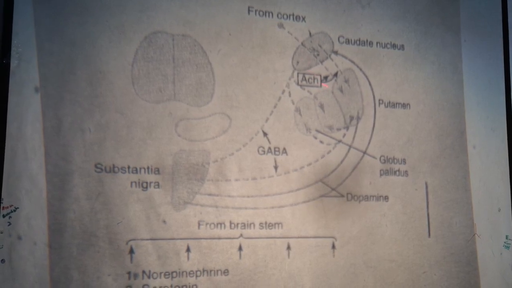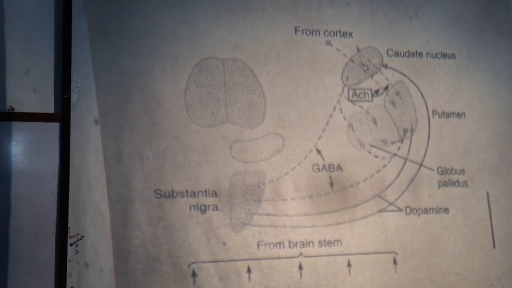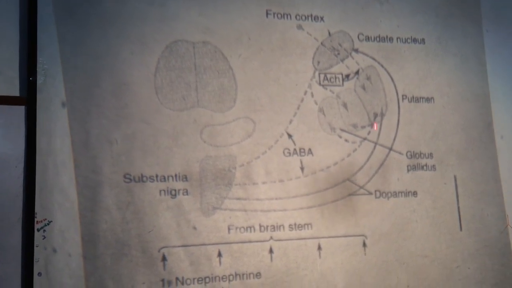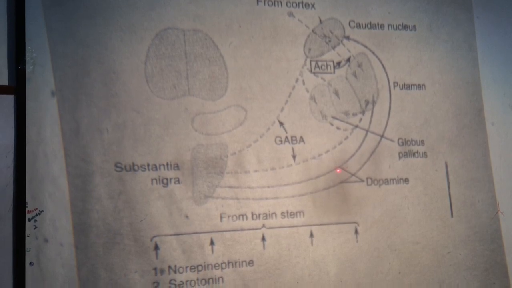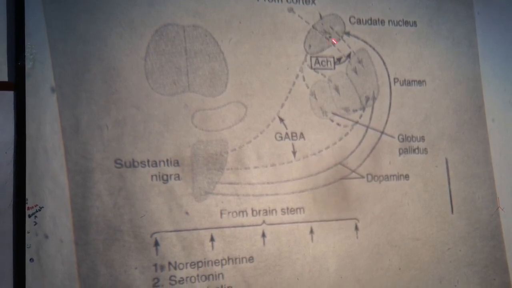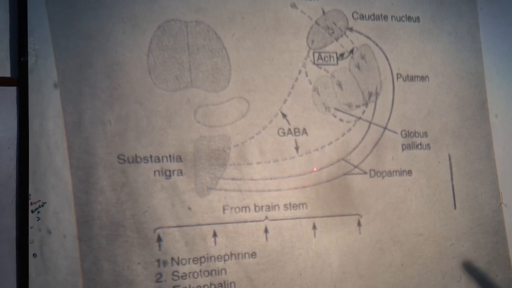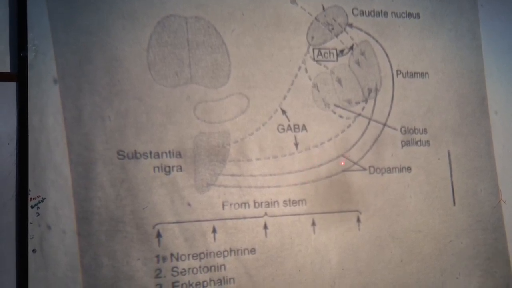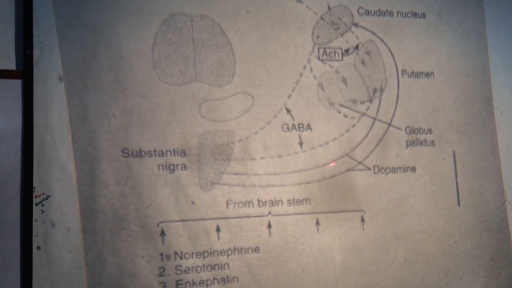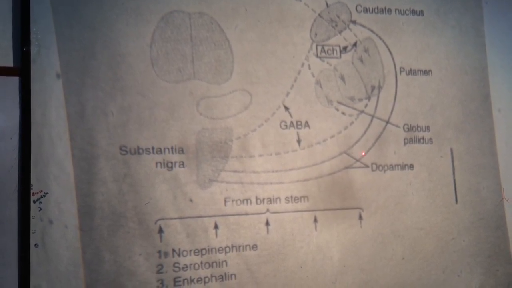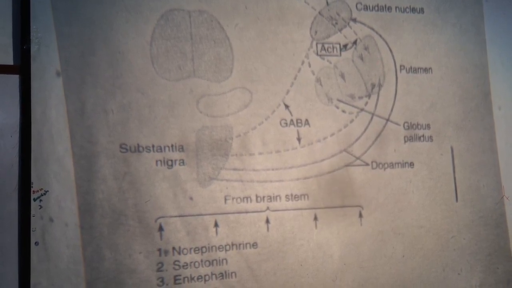So these nerve fibers release dopamine at the nerve endings, right? So nigrostriate fibers are dopaminergic. These release dopamine at the nerve endings.